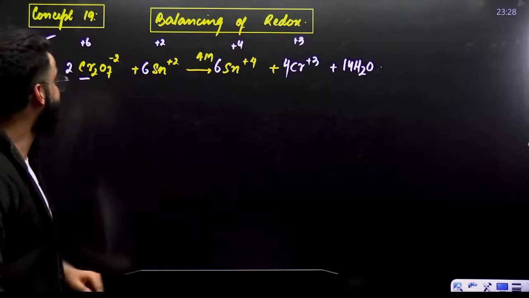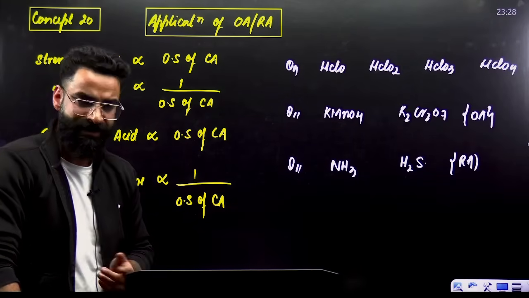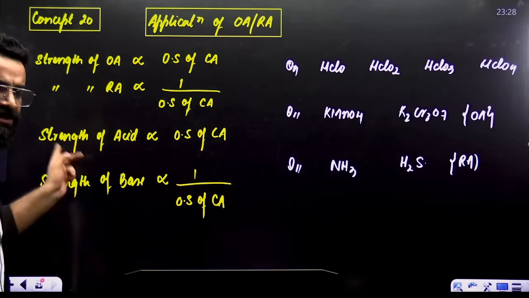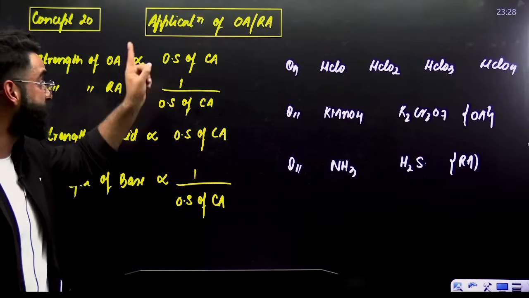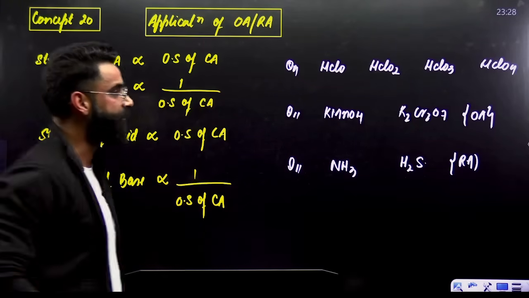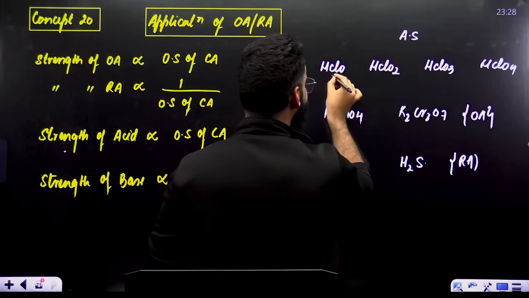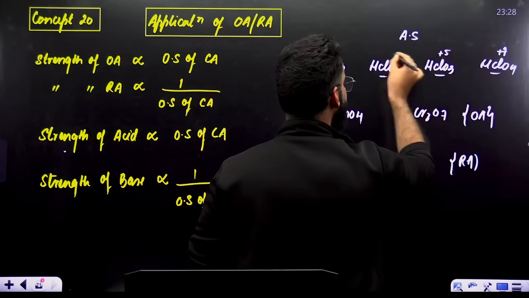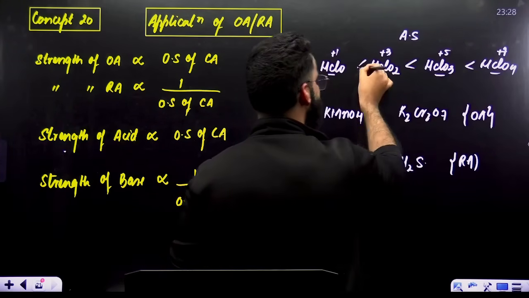Okay. Similarly, guys, one more concept which is frequently asked, that is application of oxidizing and reducing agents. Sometimes they'll ask you a question about strength of oxidizing agent, strength of reducing agent, strength of acid, strength of base. Remember, strength of oxidizing agent is directly proportional to oxidation state of central atom. Inversely proportional, directly, inversely. For example, this is the question. In this question, you have to give the order of acidic strength, right? Get the oxidation state of the central atom. Here the central atom will be in +7, here it will be in +5, here it will be in +3, here it will be in +1. More the oxidation state of central atom, more is going to be the acidic strength.